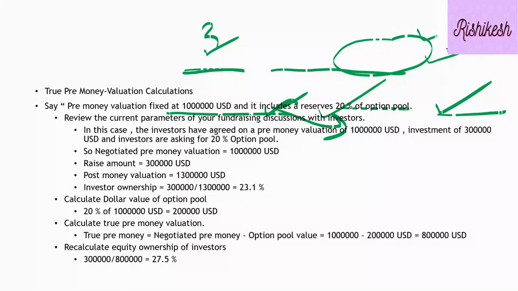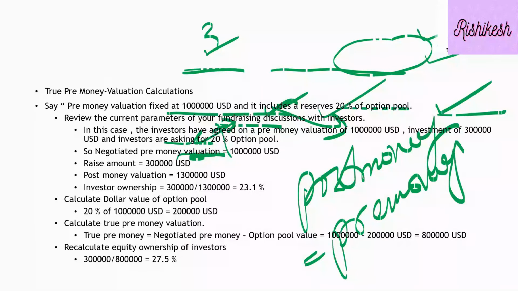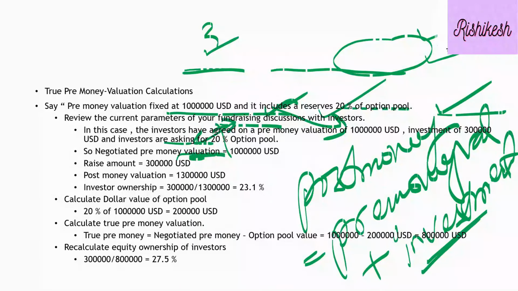And the investors told that we want it before the investment. So see, what happens is that the pre-money valuation is 10 lakh US dollars. The raise amount is 3 lakh US dollars. So your post-money valuation will become pre-money valuation plus investment. Post-money valuation, as we have already seen, is nothing but pre-money valuation plus investment.